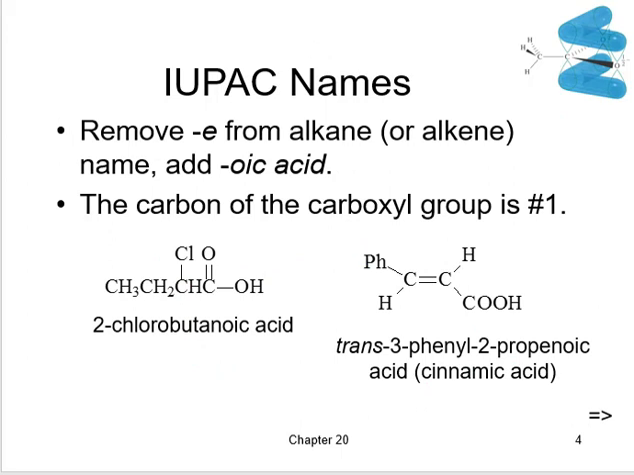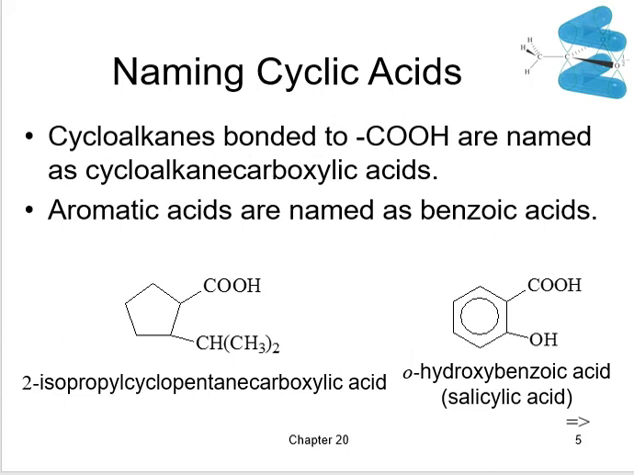So the IUPAC names. Remove the letter E from the corresponding alkane or alkene name and add OIC acid. The carbon of the carboxyl group is number 1 always. For example, 2-chlorobutanoic acid, trans-3-phenyl-2-propenoic acid, which is nothing but cinnamic acid.